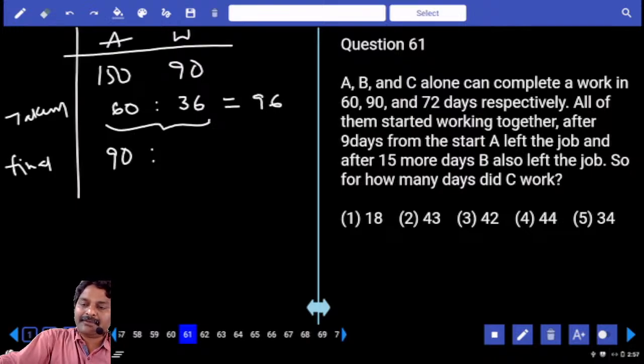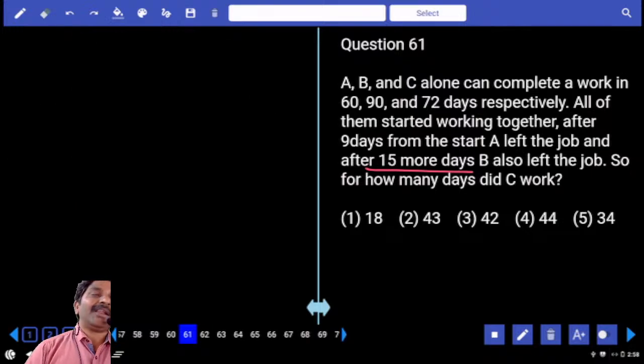A, B, C alone can complete a work in 60, 90, 72 days respectively. All of them started working together. After 9 days from the start, A left the job, and after 15 more days, be careful with the word more, B also left the job. So for how many days did C work?